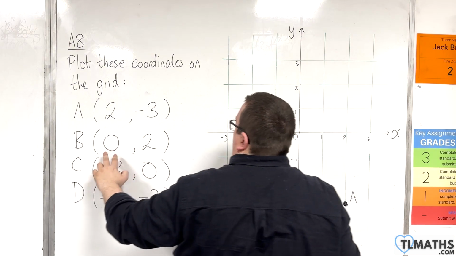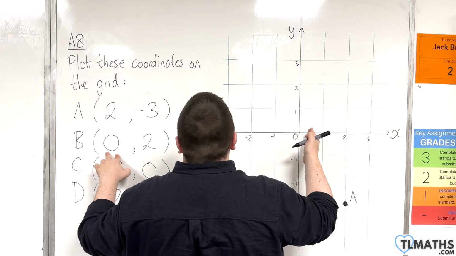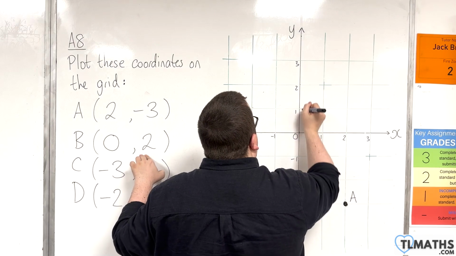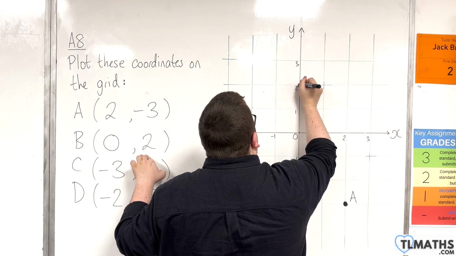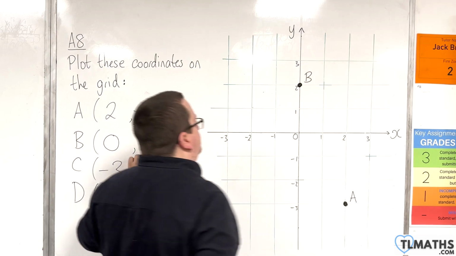You can also see this as going 0 along the corridor, so not moving horizontally, and then 2 up the stairs. And so that is the point I am interested in. This is B.